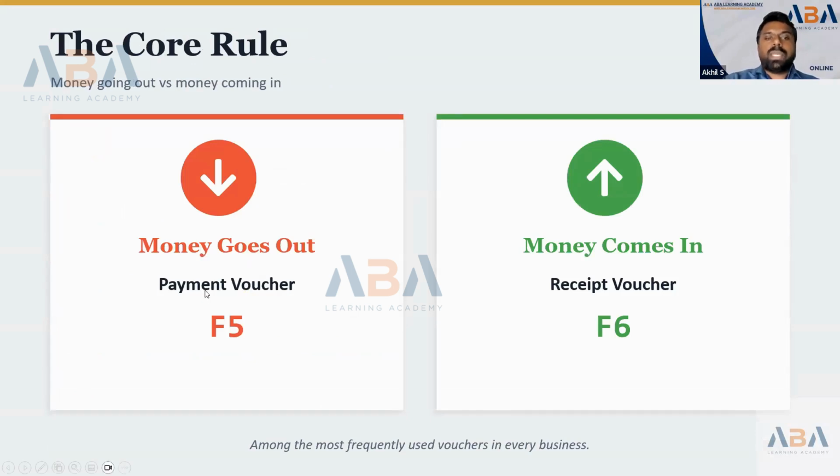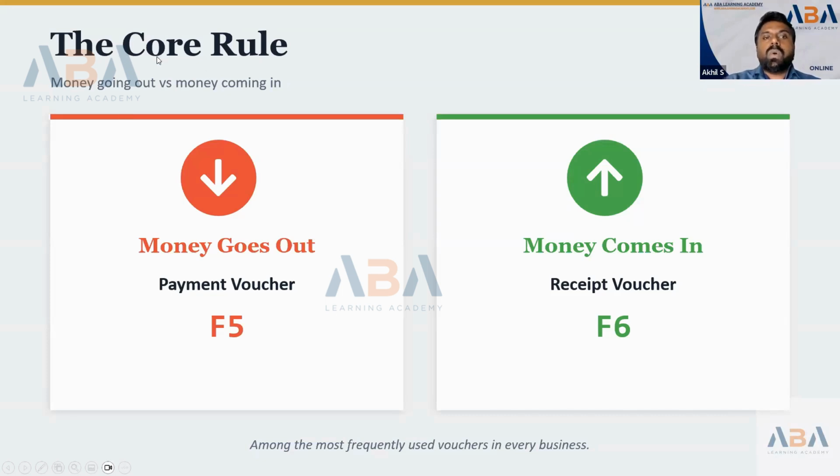Here you can see payment voucher and receipt voucher. These are the two major important accounting voucher types in Tally. All the other voucher types are important, but especially payment voucher and receipt voucher are very, very important because they deal with money, when it is going out or coming into our business. So we will be using payment voucher and receipt voucher.